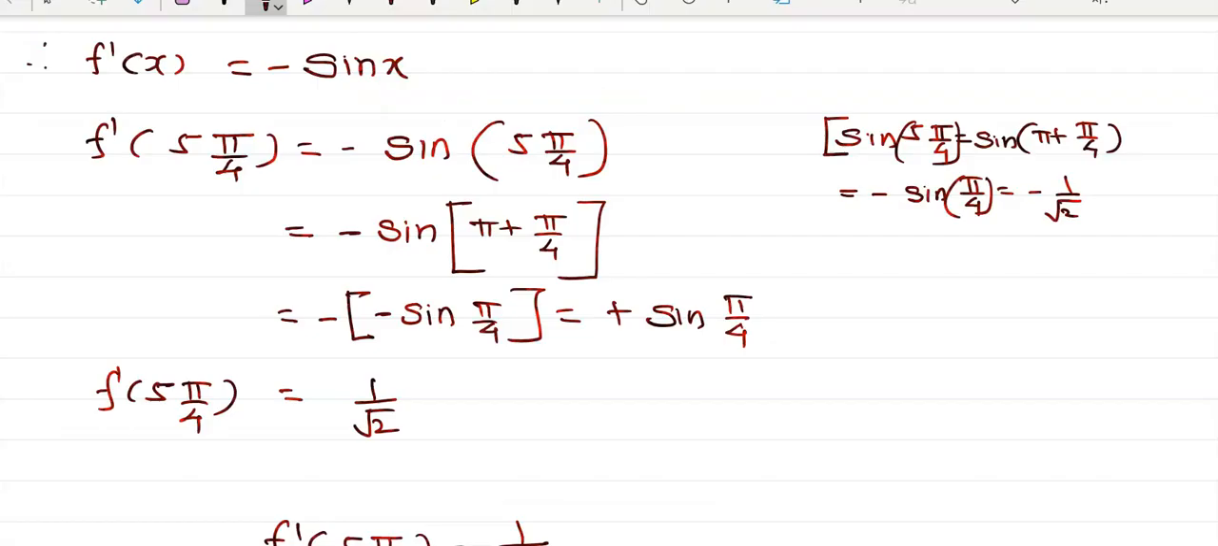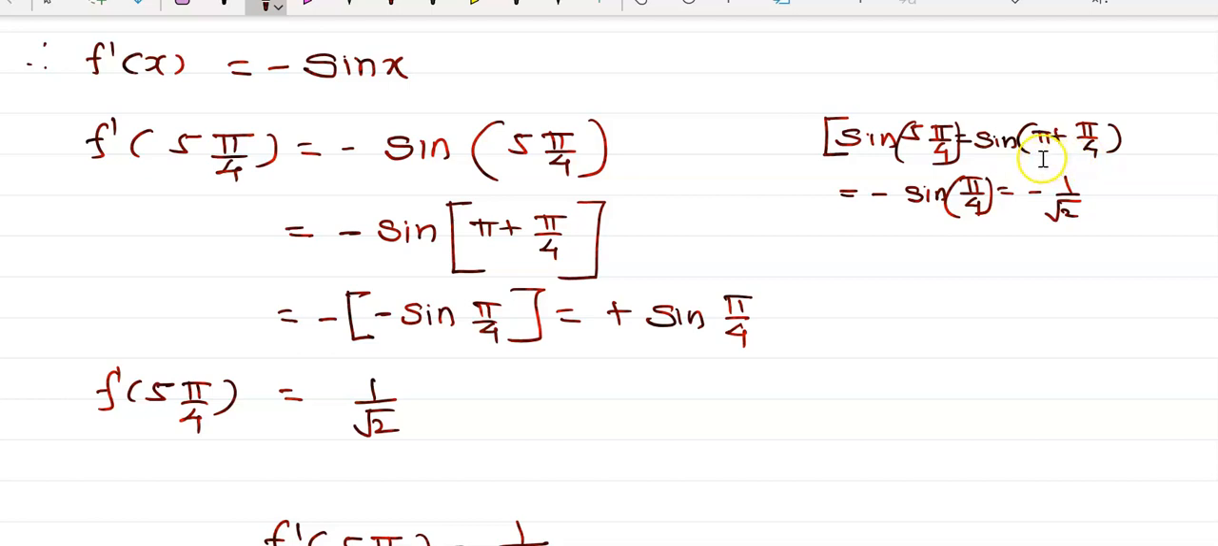That is f dash of x is equals to minus sin x. Therefore, f dash of 5 pi by 4 is equals to minus sine of 5 pi by 4. Now sine of 5 pi by 4 can be written as sine of pi plus pi by 4, and whenever there is a pi angle the function remains as it is.